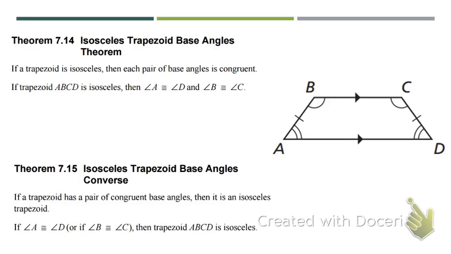Isosceles trapezoid base angles are congruent. If a trapezoid is isosceles, then each pair of base angles are congruent. So in this picture, A and D are congruent, and also B and C are congruent. Then the isosceles trapezoid base angle converse says if a trapezoid has two pair of base angles that are congruent, then it is isosceles. So one is the isosceles trapezoid base angle theorem, and one is the converse.